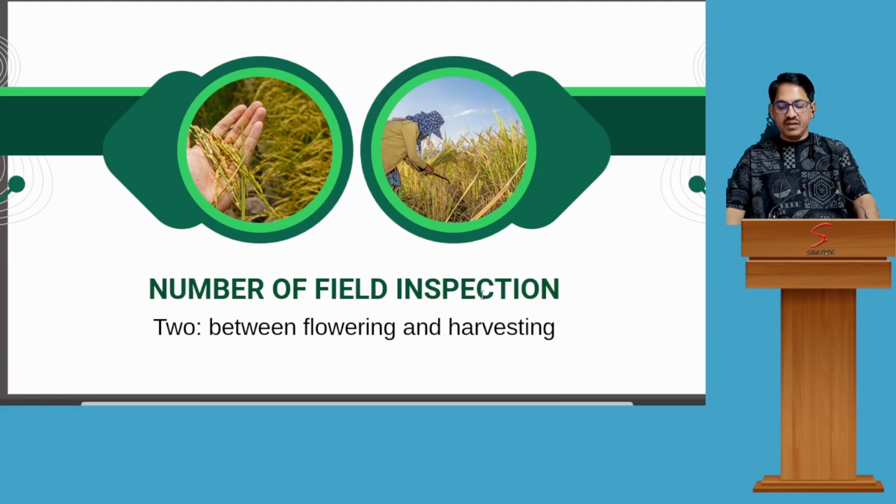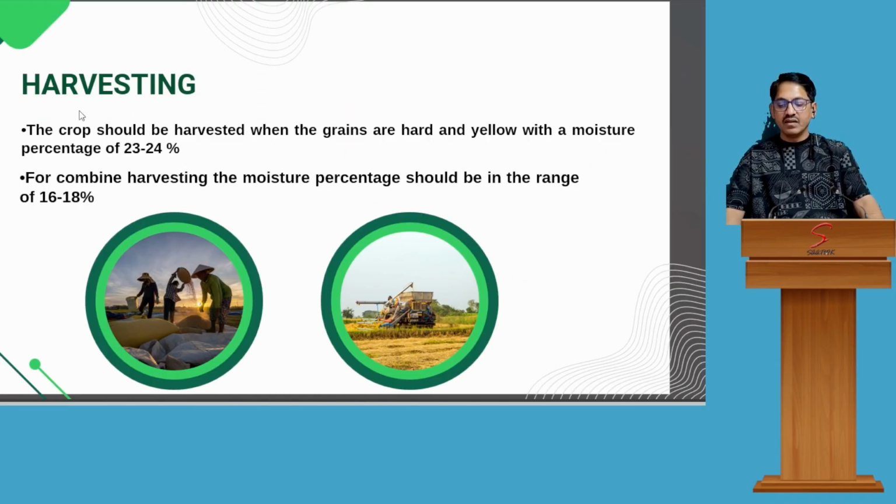Minimum two field inspections are required. One is between flowering and another one is before harvesting. When harvesting is to be done, the crop is having hard and yellow grains and moisture content is about 23 to 24%. But at the same time, if you are planning to harvest it with the combine harvester, then the 16 to 18% moisture content must be there. Then only you can use the combine harvester.